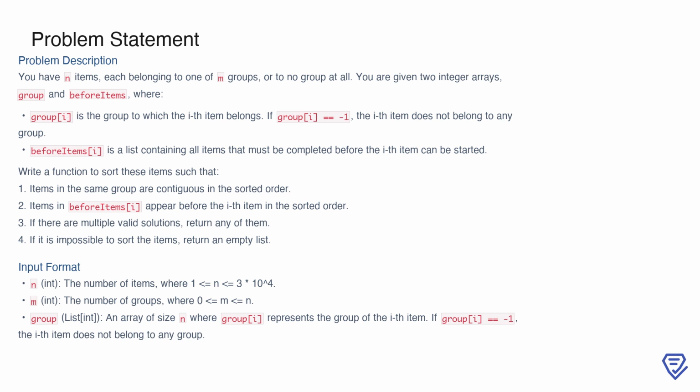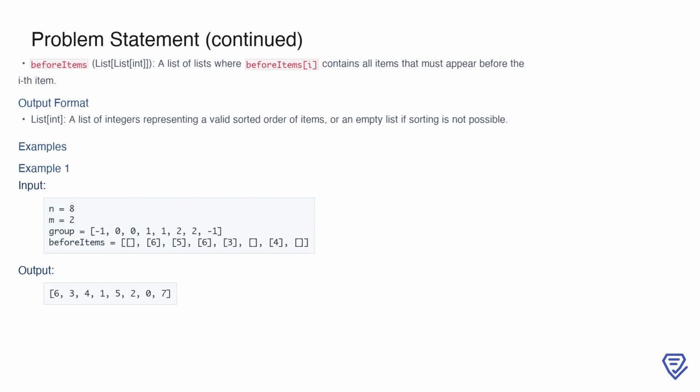The constraints for n and m provide the problem scale, with n being up to 30,000 and m up to n. The beforeItems array is a key part of this problem. It specifies dependencies between items, where each entry beforeItems[i] lists the items that must come before the ith item. The output of our function should be a list of integers representing a valid sorted order of items. If it's impossible to satisfy the constraints, we return an empty list.